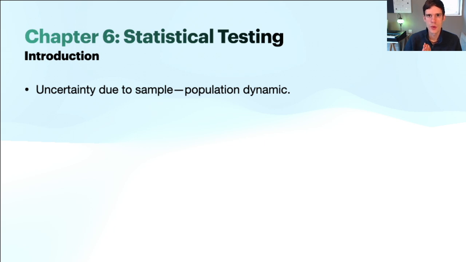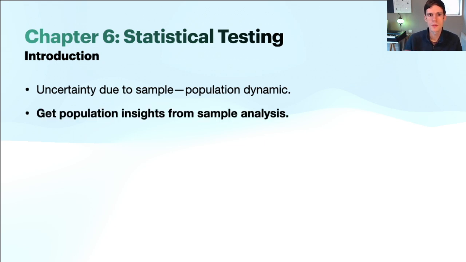Throughout this course, we worked really hard to understand the difference between sample data and population data. The sample being the data that is available to you, and the population being the underlying data about which you want to answer questions. Now we learned that when you compute statistics on your sample data, they will always be an approximation of the underlying population. And this of course introduces uncertainty. And it is this uncertainty that lies at the heart of statistics, namely getting population insights from sample analysis.